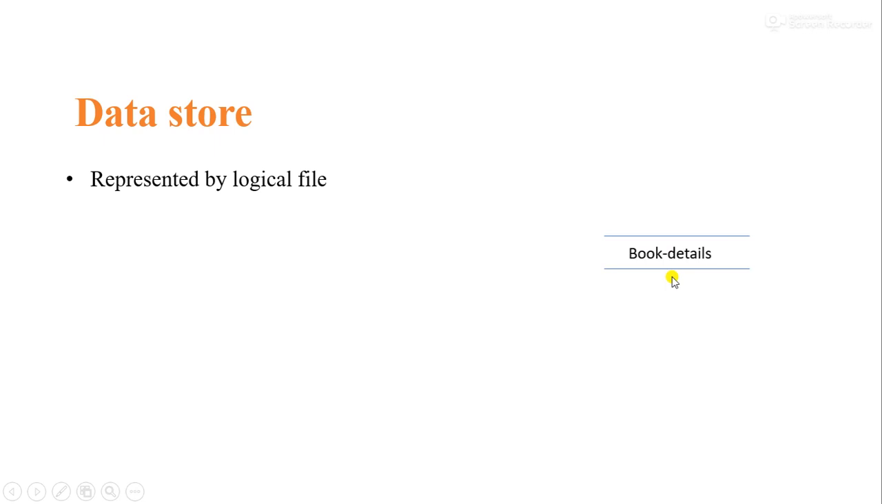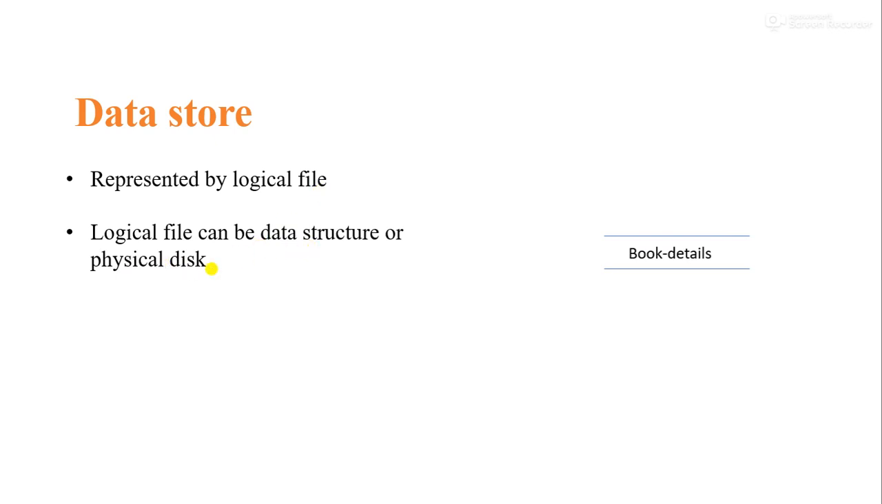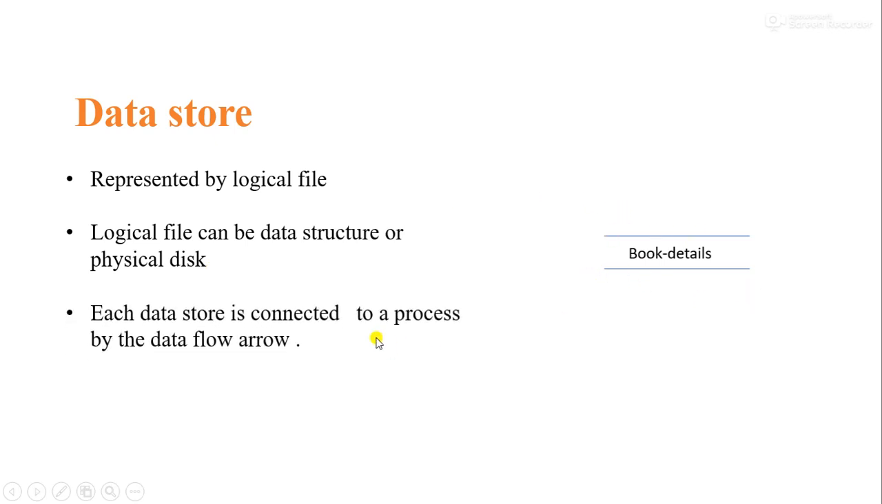So data store is the logical file where we can store our data. So this logical file can be data structure or physical disk. So to represent the data structure or physical disk or some storage device in our DFD, we can use this line, and inside this line we need to write the name of that data store. So here we have one data store, that is book details.